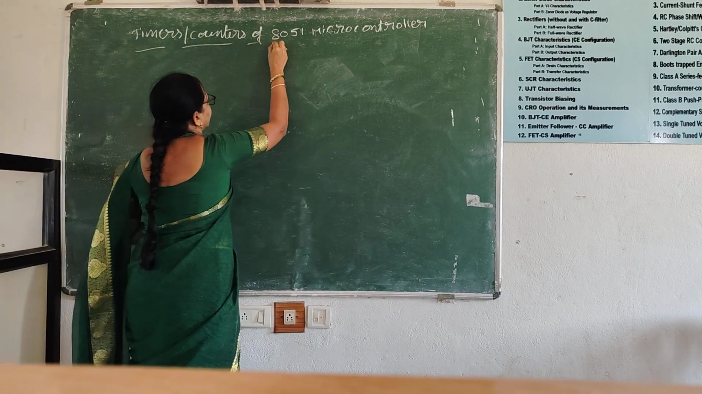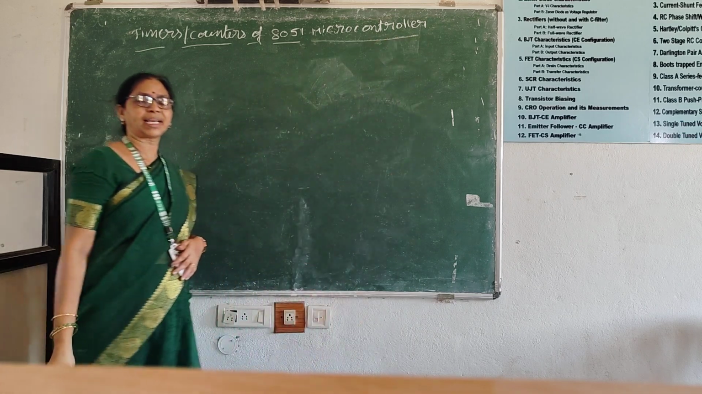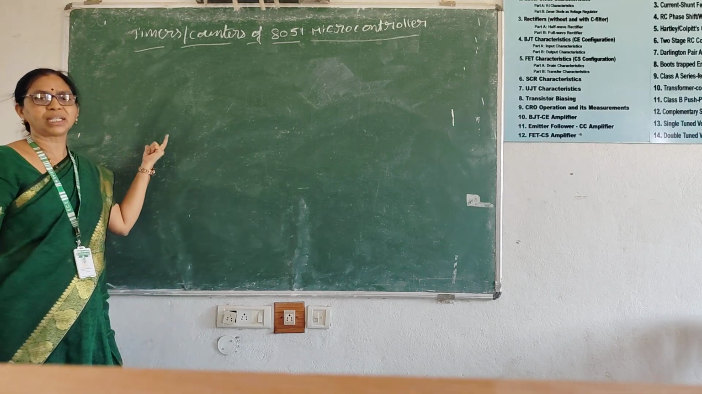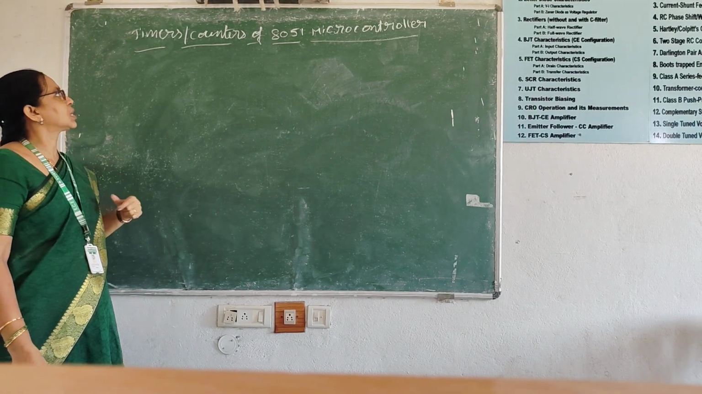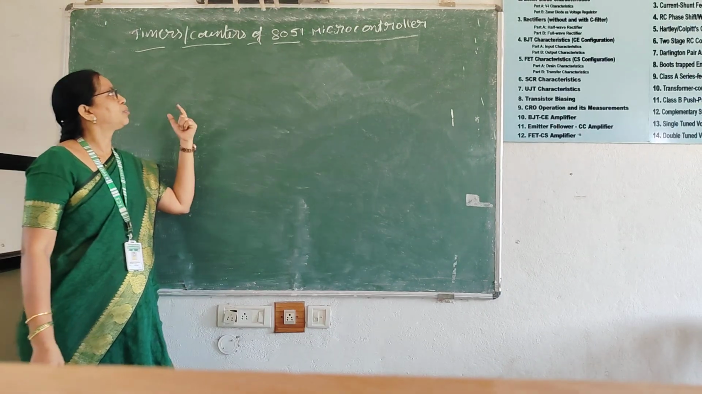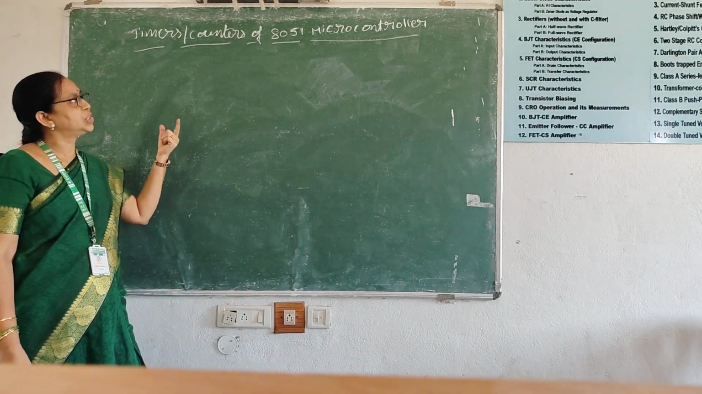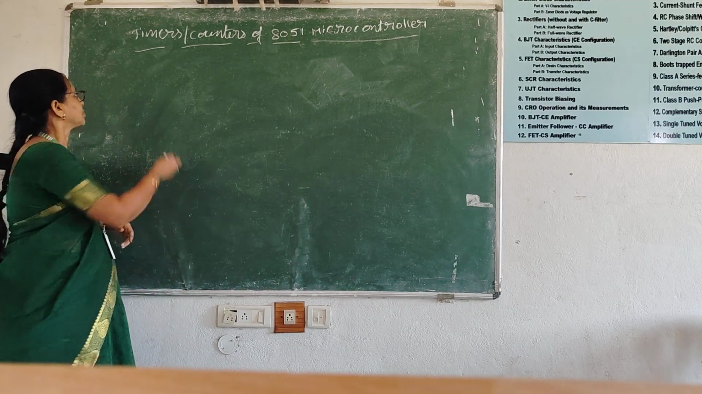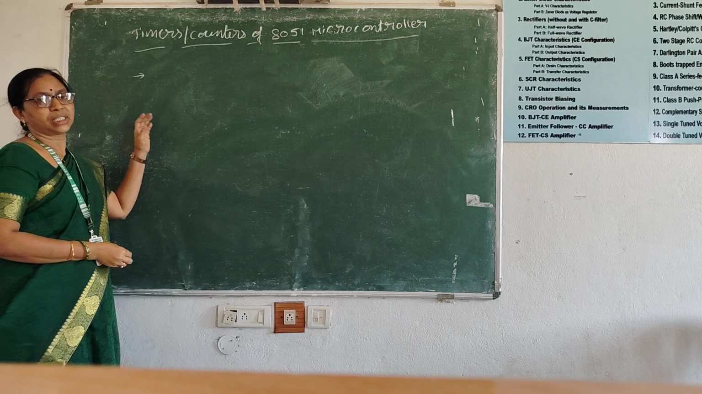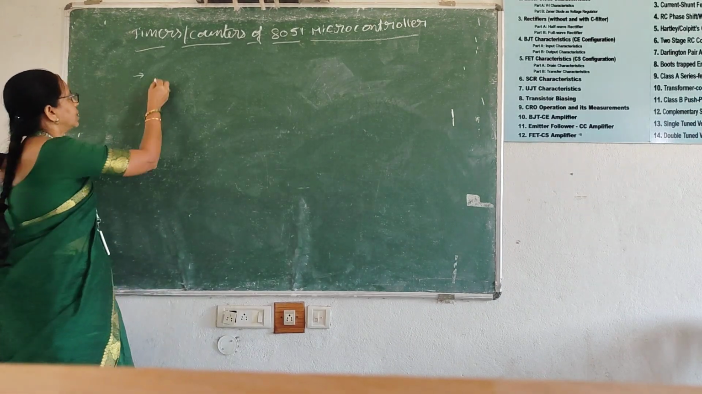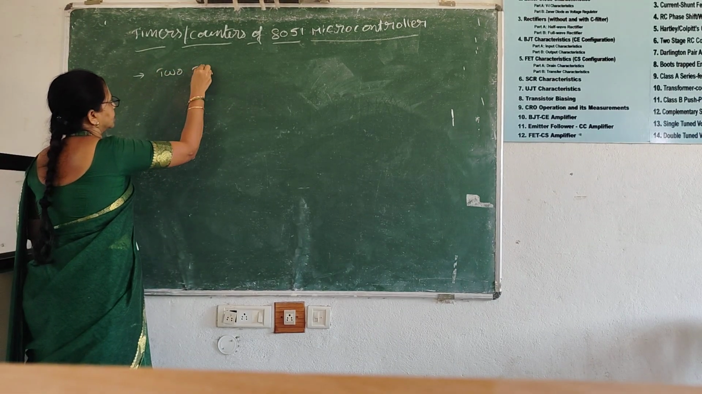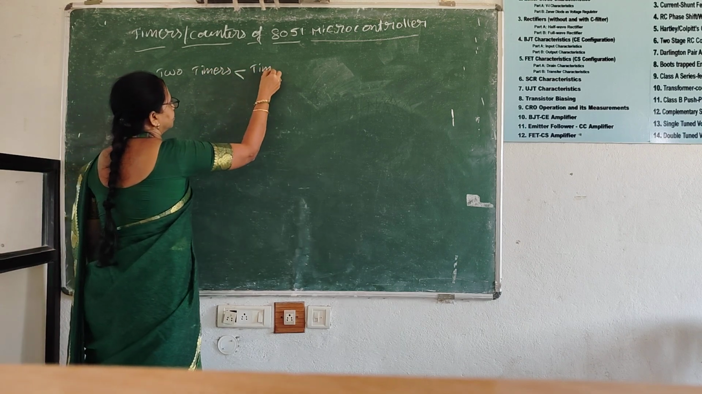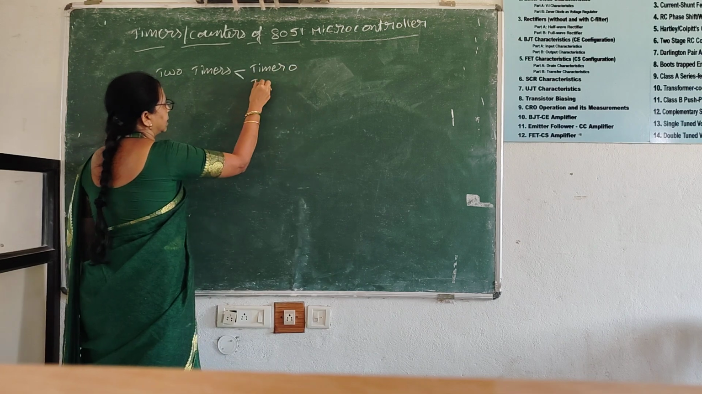So first of all, you have to understand what is the difference between timer and counter. Timer means we can program the time delay by using the timers. Counter means we can program 8051 as a counter for counting the external events. There are two timers in 8051: Timer 0 and timer 1.